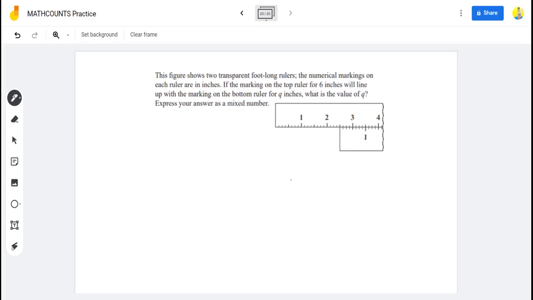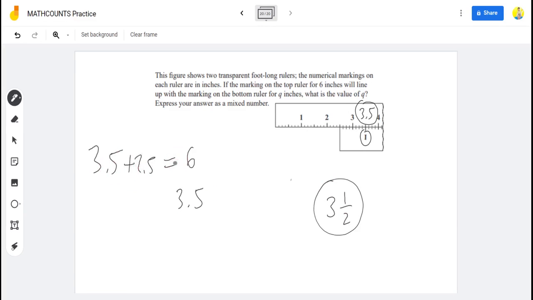So we see here that a 3.5 lines up with a 1. And since the increments are constant for both rulers, that means that a 6 will line up with a 3.5. So the answer is just 3 1/2. Since from 3.5 we add 2.5 to get 6, and from 1 we add 2.5 to get 3.5. So the answer is just 3 1/2.